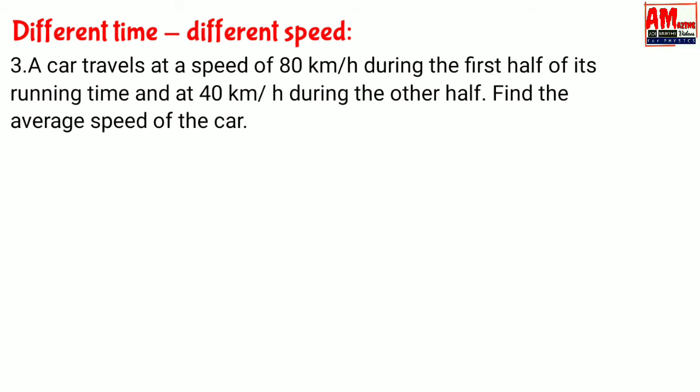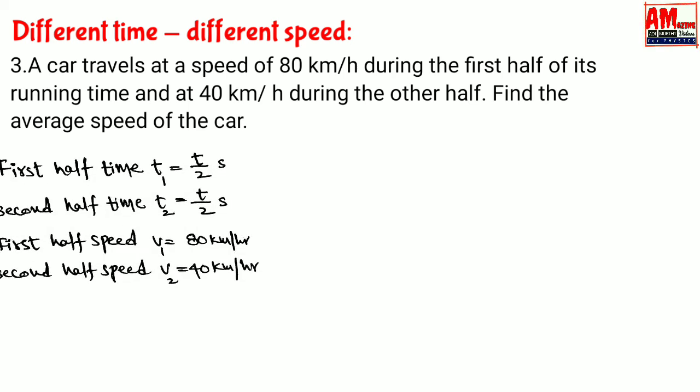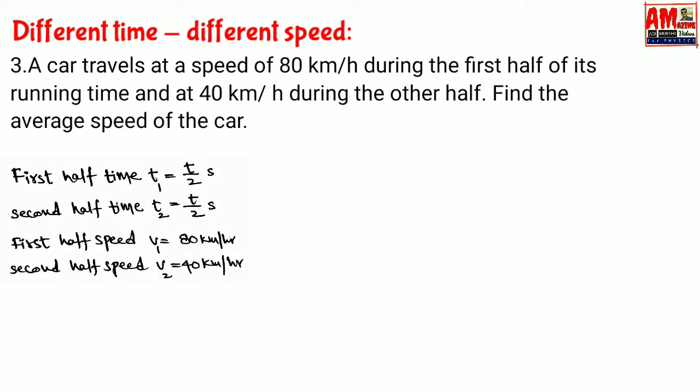Case 3, when different time intervals and different speeds are given. Problem 3. A car travels at a speed of 80 km per hour during the first half of its running time and 40 km per hour during the other half. Find the average speed of the car. Now note down the values. Here first half time t1 is equal to t by 2. Second half time t2 is equal to t by 2. First half speed v1 is equal to 80 km per hour. Second half speed v2 is equal to 40 km per hour.